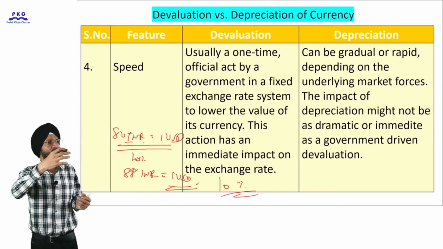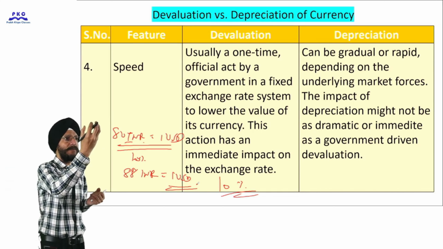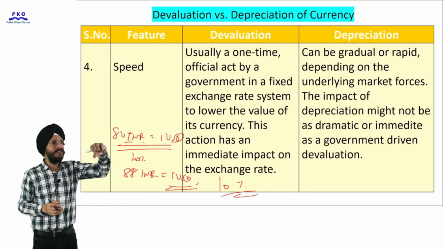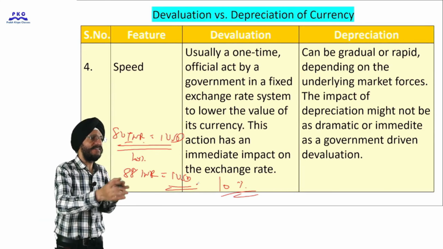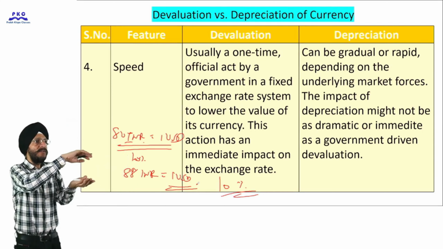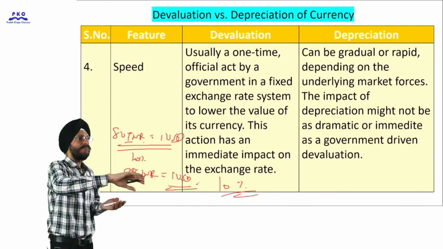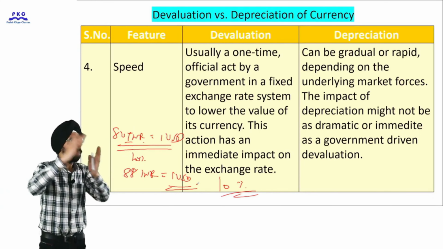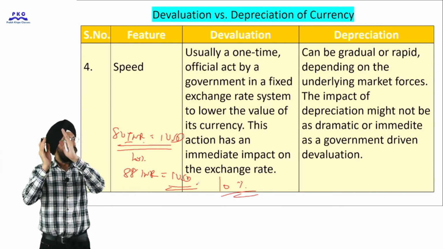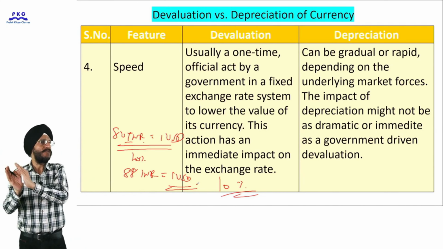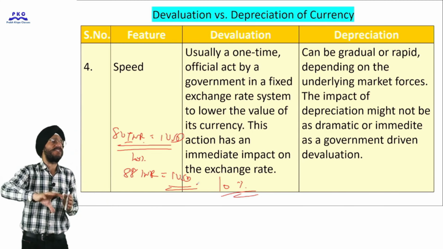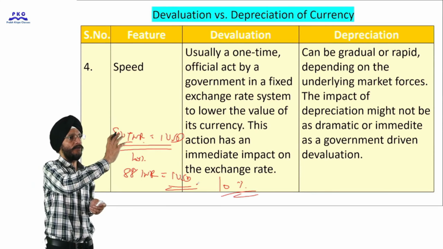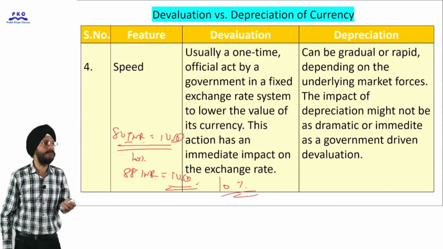However, in the case of currency depreciation, the depreciation of the currency can be gradual or rapid depending on the underlying market forces. The impact of depreciation might not be as dramatic and immediate as the government driven devaluation. It means that in the case of devaluation, there is an immediate reduction in the value of the currency. If the government decides at this point, there will be an immediate reduction. But in the case of depreciation, the value of the currency depreciates slowly, or it may be rapid, but not as fast as in the case of devaluation, because devaluation is by government order and it has immediate impact in the foreign exchange market.